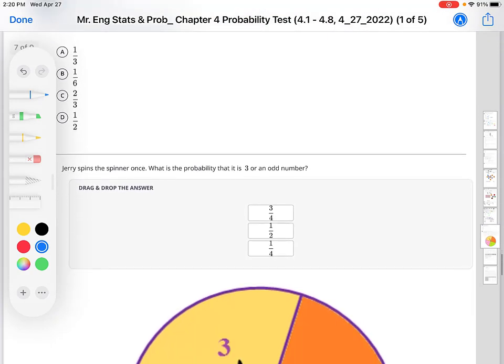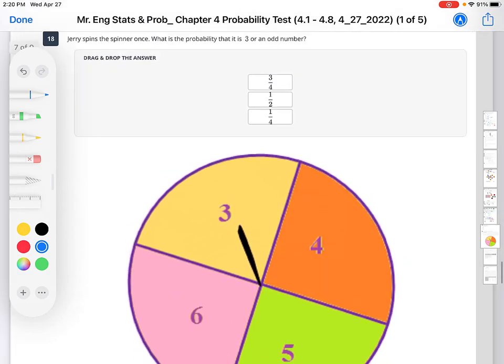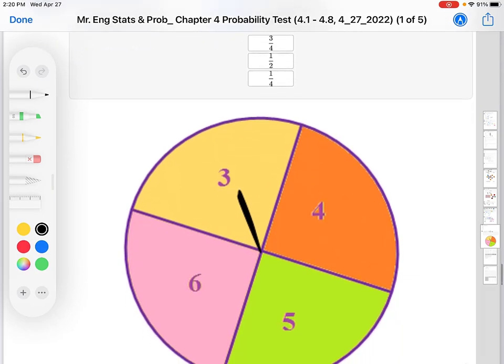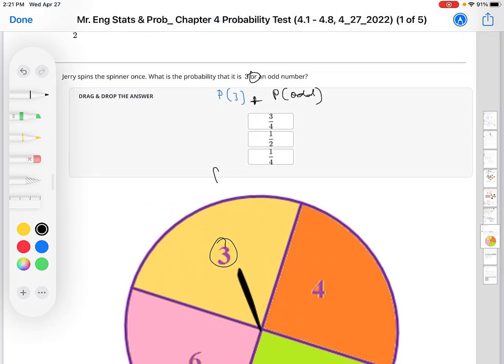All right, take a look at the spinner here. Jerry spins the spinner once. What is the probability that it is a 3? So the probability that it's a 3, or, which means we're adding, the probability of an odd. Okay, so let's look at all the odd numbers. 3 and 5 are odd numbers. So probability of 3 plus the probability it's a 3 or a 5.